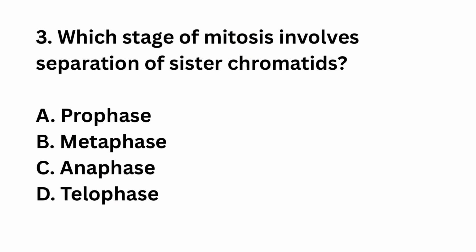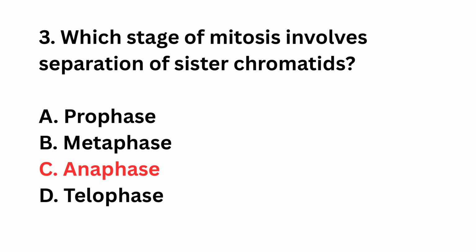Question number 3. Which stage of mitosis involves separation of sister chromatids? Prophase, metaphase, anaphase, telophase. The right answer is option C, anaphase. Sister chromatids move to opposite poles during anaphase.